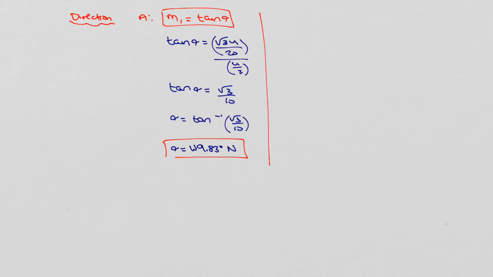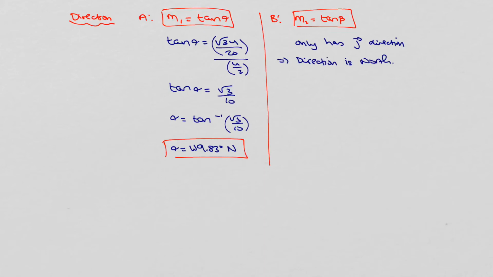And then if we do the same for B, that's going to be tan beta. It's obvious when we look at that one, it's literally only got a j direction, and therefore its direction must be north, or you can say along the line of centers.